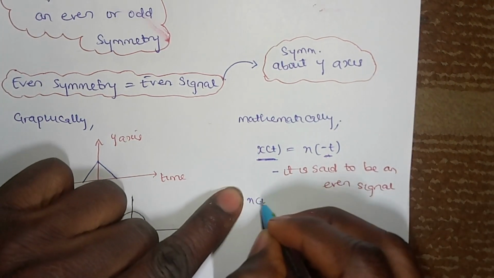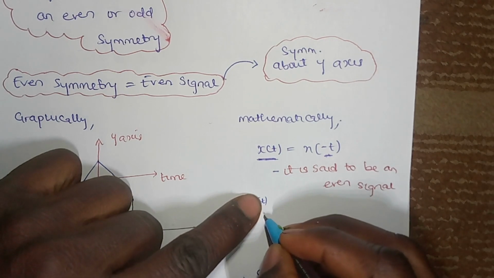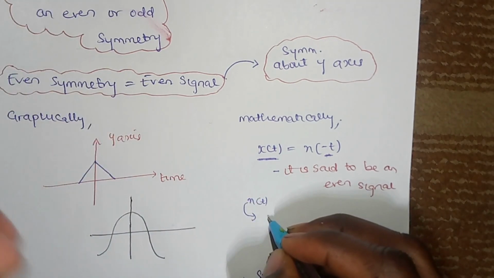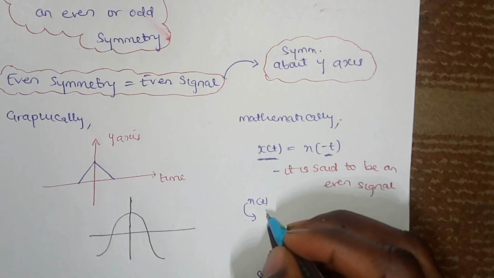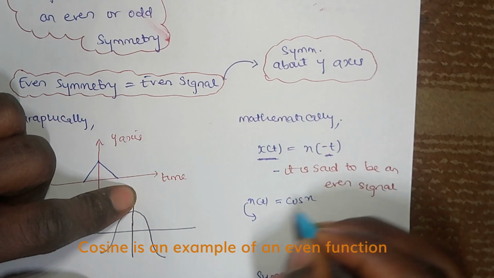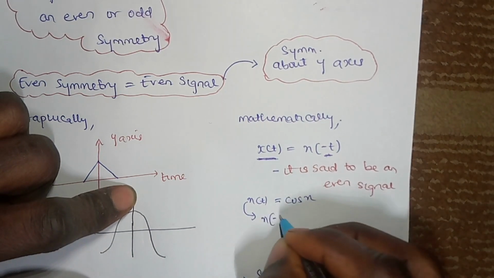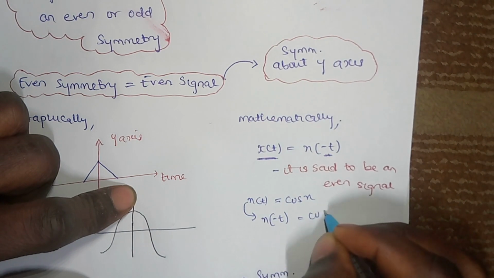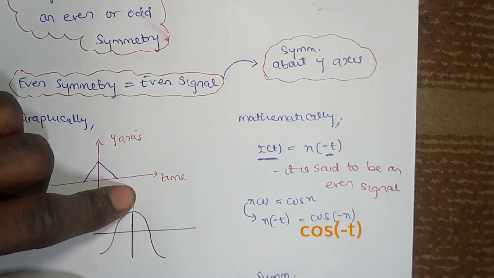Here's how they usually do it. Whenever we have x of t and we want to check if it is an even signal, we take the function, and let's use cosine as an example, because cosine is an example of an even function. Now let's say x of t is equal to cos x. If you want to know if it is even, we replace every t with minus t, so cos becomes cos of minus x, right?